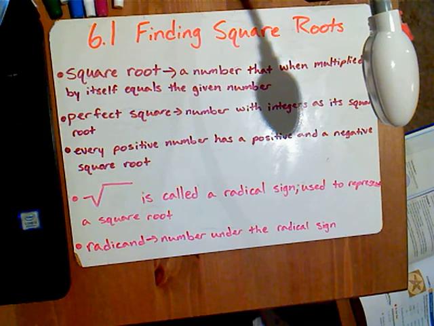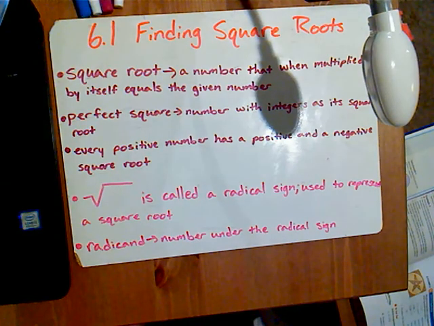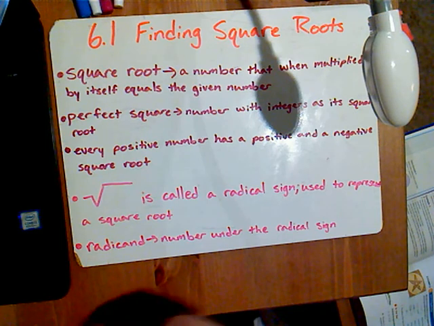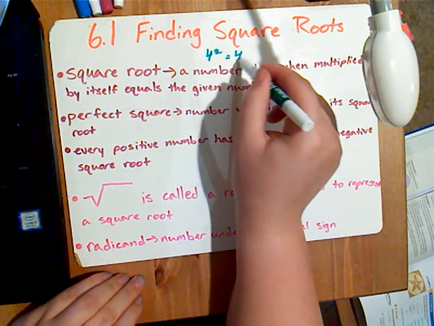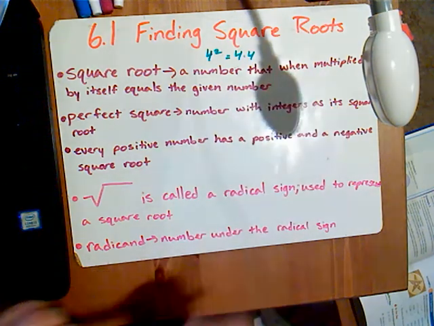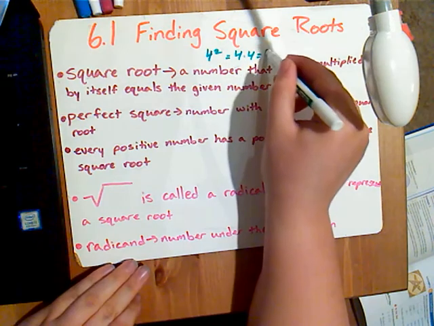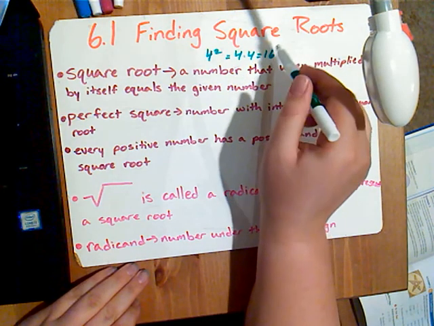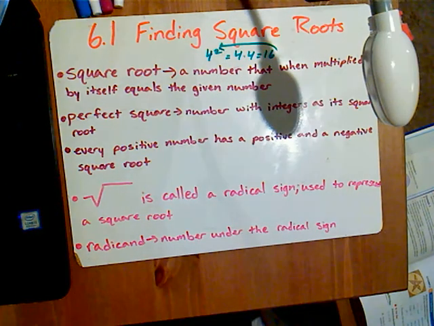So the square root of a number is a number that when multiplied by itself equals the given number. When you square something, like if you were doing 4 squared, you'd be doing 4 times 4. What the square root is, it's the opposite of that. Finding the square root is basically going backwards to find what that original number was that you multiplied by itself.